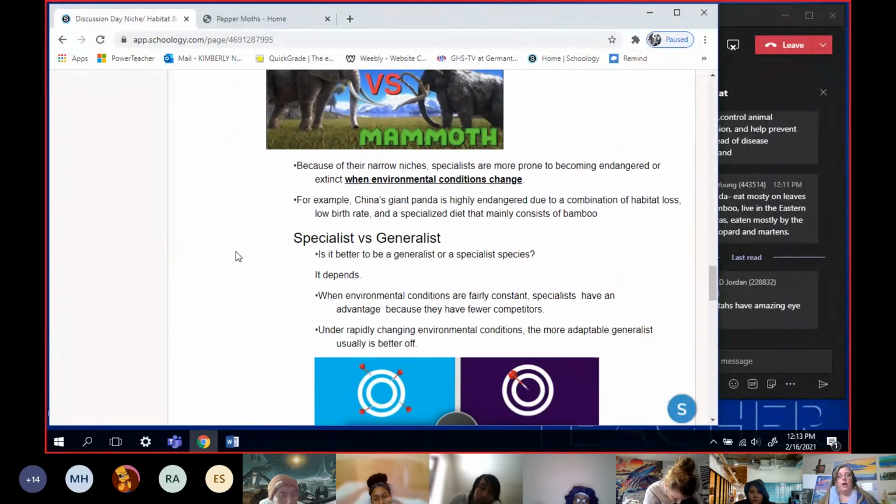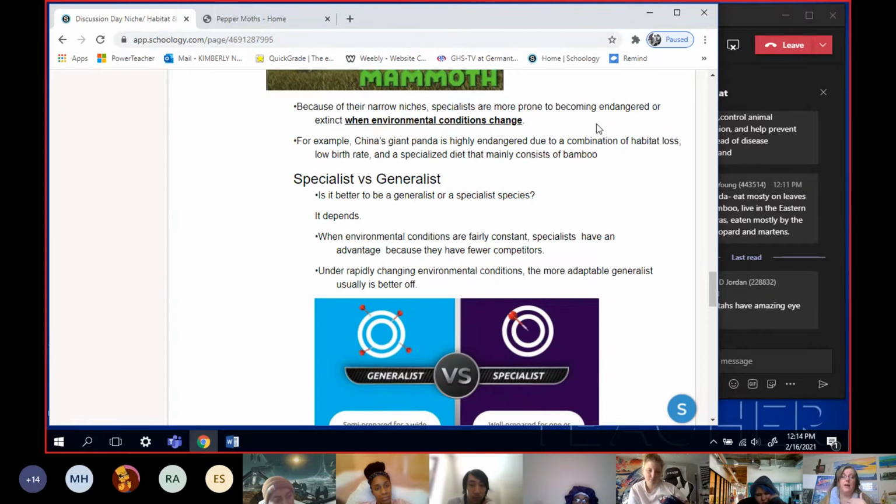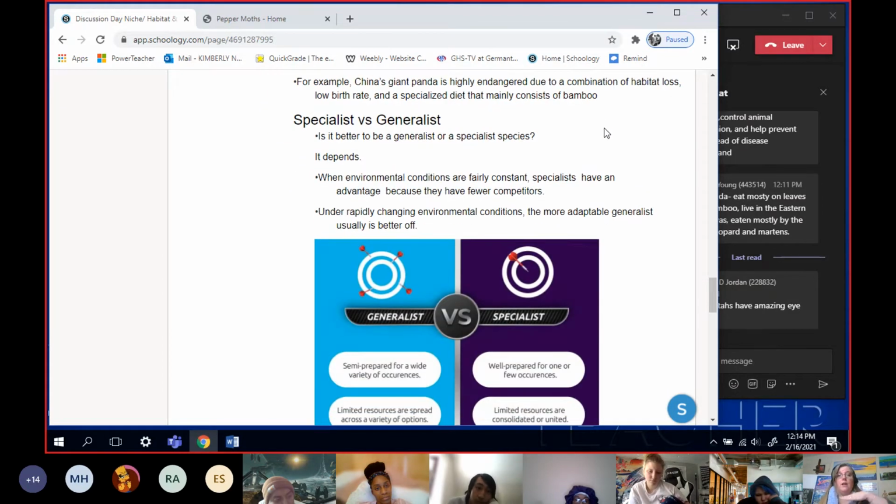All right, so because of the narrow niches that the specialists have, they are really prone to extinction if the environment changes. So what we were asking is, why would you even evolve that way? Because if the environment is stable, you're going to kick tail. You're going to be the one who wins, right? But it's only when the environment changes, which is what it's been doing lately because of us. Before we were in the picture, the environments were more stable.